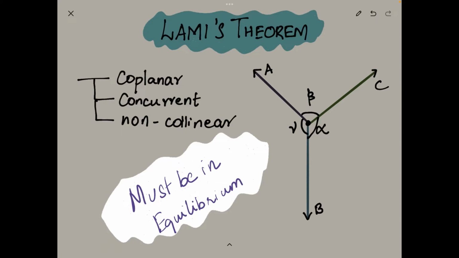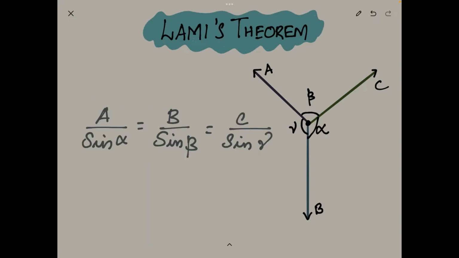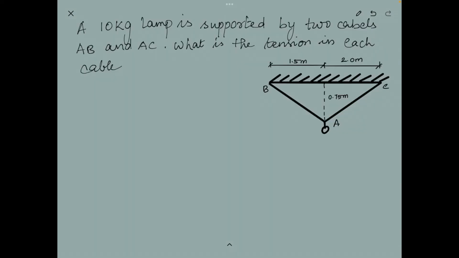And the relation is expressed as A divided by sine of alpha is equal to B divided by sine of beta, is equal to C divided by sine of gamma, where A, B and C are the magnitudes of the forces and alpha, beta and gamma are the angles between them. So with this relation, given the angle and magnitude of two forces, we can calculate the magnitude and the angle of the third one. We can apply Lami's theorem in this example here.